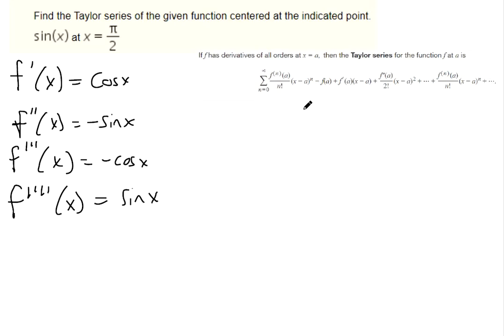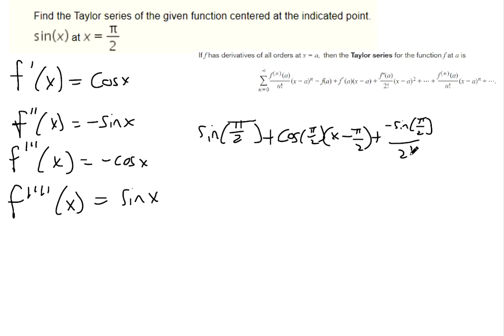If you want to start working with the Taylor series formula, the first thing we're supposed to do is sine of the center point, pi over 2, and then that's multiplied by x minus our center. We just did this piece here, and then it's plus the second derivative at pi over 2, over 2 factorial, times x minus pi over 2 squared. That's the second derivative.